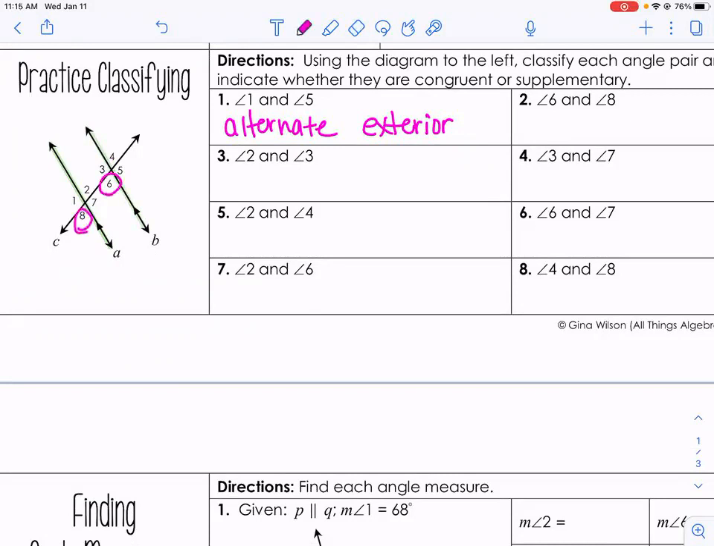Okay, 6 and 8. We need to think to ourselves, are they both inside, both outside, or one of each? One of each. So then, are they in the same spot? Yeah, they're both in that bottom right corner. So they're corresponding. Okay. Try 3 and 4. Work with your elbow partner.